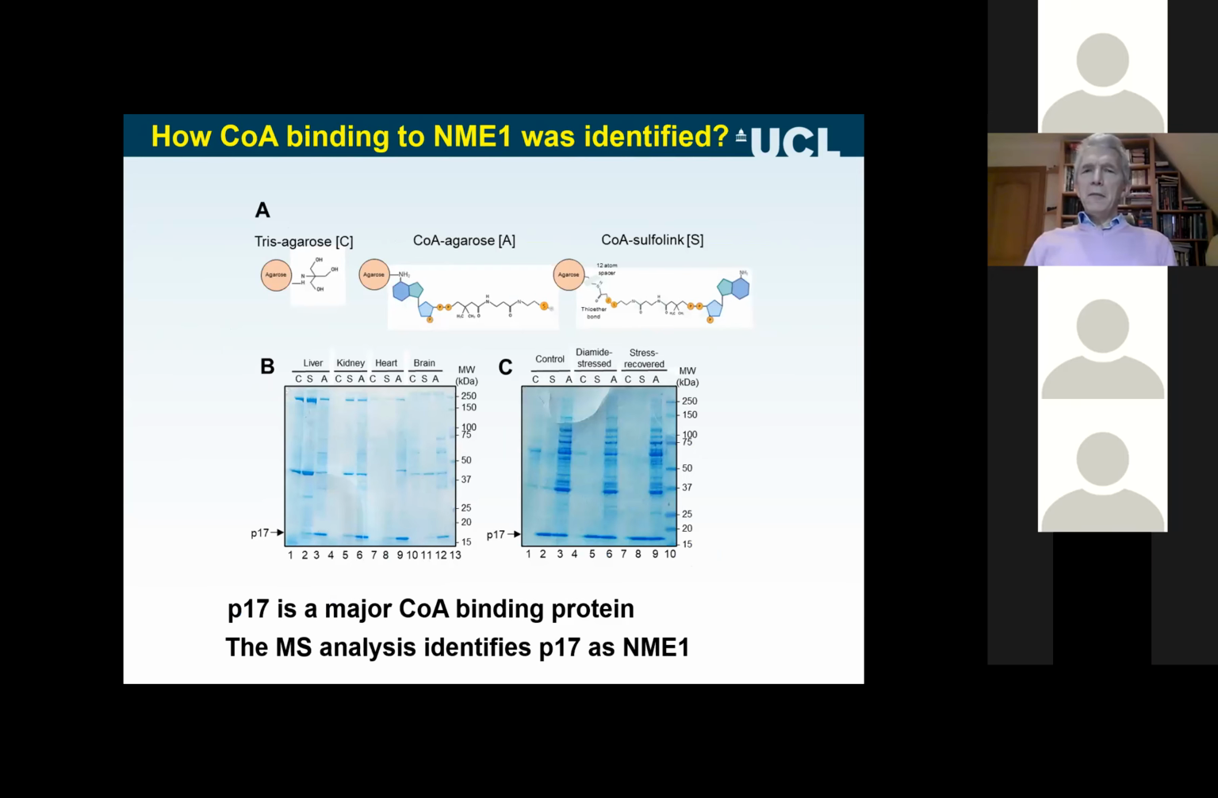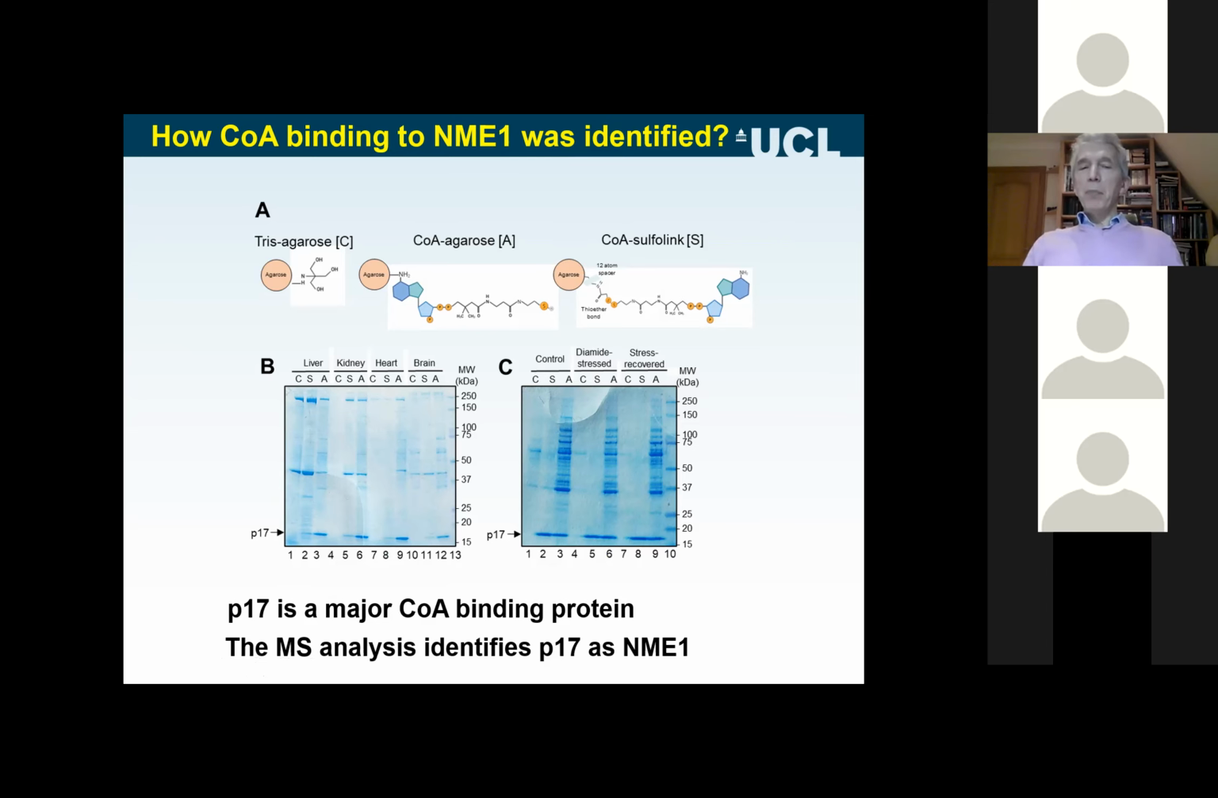How did we identify NME1? We looked for CoA binding proteins in rat tissues. You can see here liver, kidney, heart, brain, and HEK293 cells. We used the affinity purification approach with CoA agarose, CoA Sulfolink, and control beads. We were surprised to see one protein of approximately 17 kilodaltons, which binds specifically to CoA agarose and CoA Sulfolink, as you can see here, but not to control beads. You can see it here in HEK293 cells too. We were puzzled why this protein binds so specifically, and it is quite abundant.